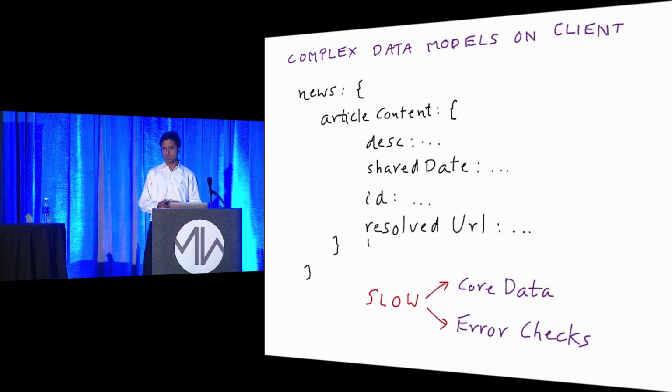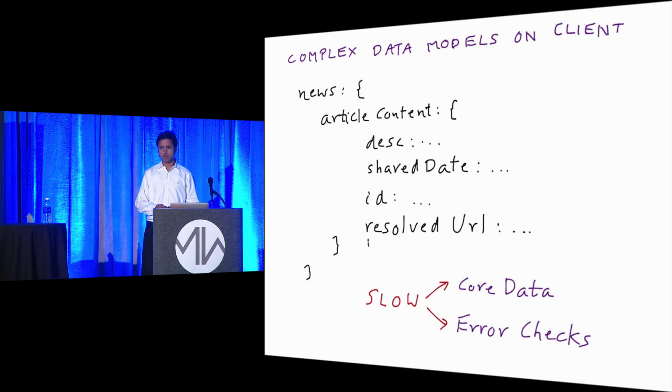What happened was that because of this complexity of the data model, there was serialization and deserialization into core data in iOS. So core data is an abstraction layer on the SQLite database that iOS uses. And to deserialize and serialize this data into core data, it took a lot of time because we also had to do a lot of error checks while we were doing this. So that made it really slow.